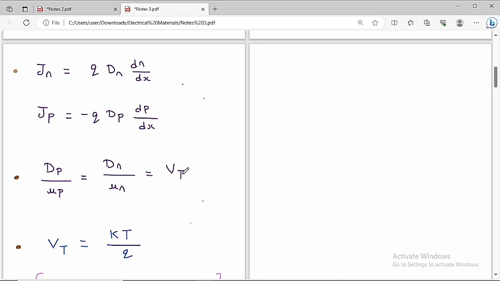It is nothing but the thermal voltage. It is always equal to the thermal voltage. This is called the Einstein relationship. And I already told you the mobility of the electron will be very, very high when compared to the mobility of the hole. I already told this concept, right?